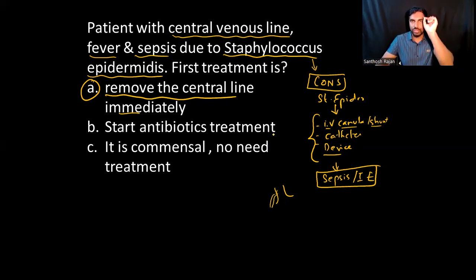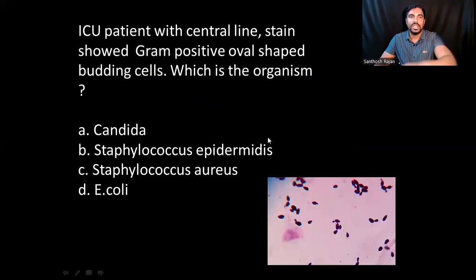The main thing is to first remove the central line or catheter or IV cannula, wherever the source is, remove it and put in a new one. Okay, that's all. Okay, next.